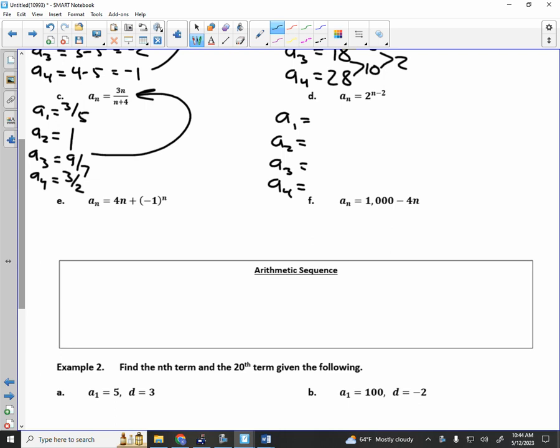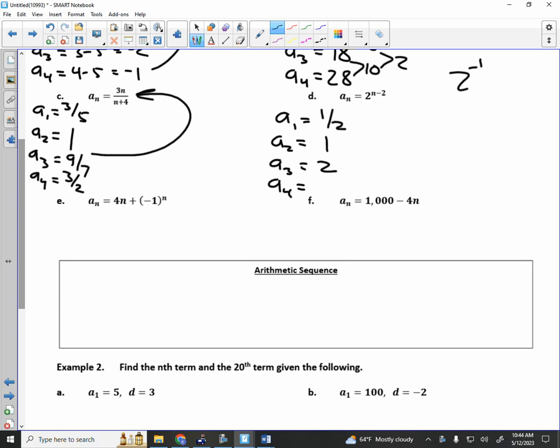What is 2 to the negative 1? Yes, it's 1/2. We drop it to the denominator. Then we get 2 to the 0, which is 1. Because you plug in 2, so 2 minus 2 is 0. 2 to the 0 is 1. We plug in 3. 2 to the 1 is 2.